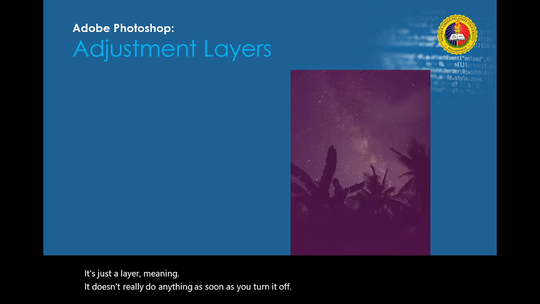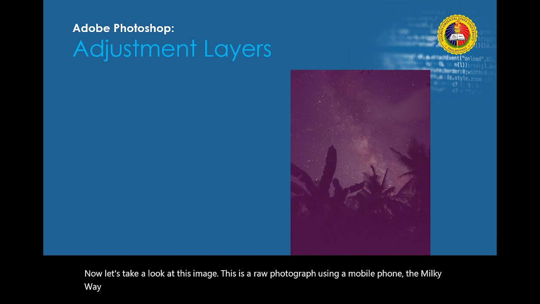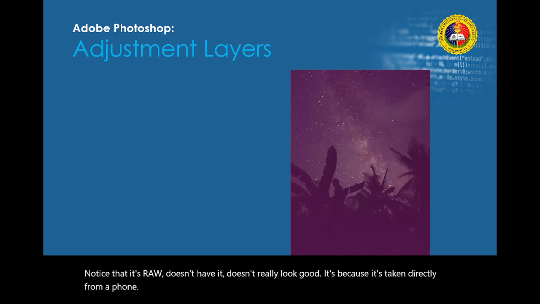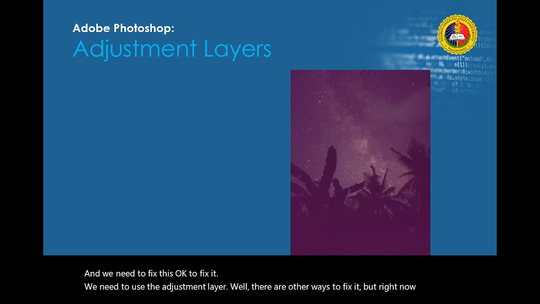Now let's take a look at this image. This is a raw photograph using a mobile phone of the Milky Way galaxy, the center of the Milky Way galaxy. Notice that it's raw. It doesn't really look good. It's because it's taken directly from a phone, and we need to fix this. To fix it, we need to use the adjustment layer. Well, there are other ways to fix it, but right now we'll use adjustment layer to fix it.